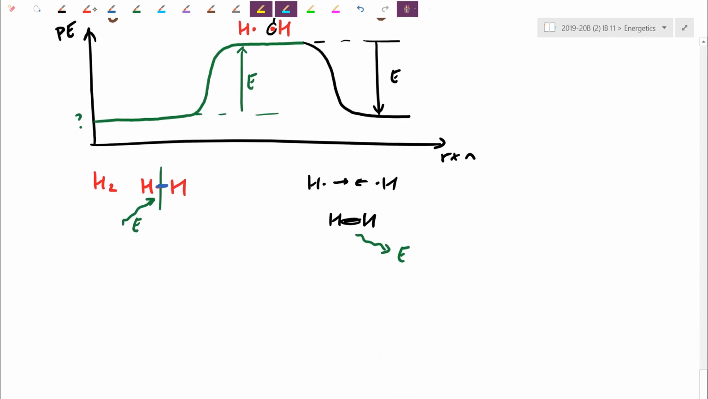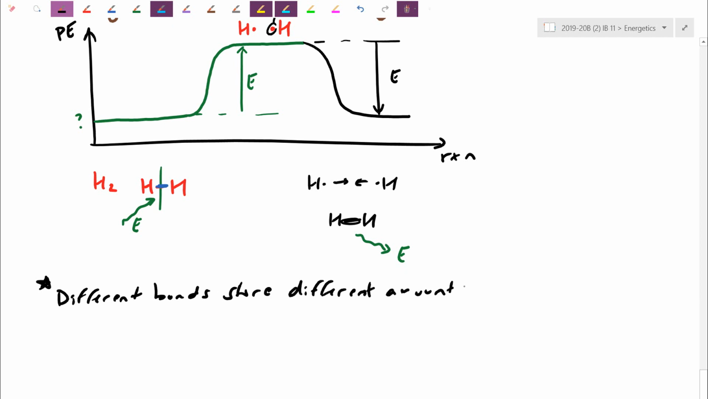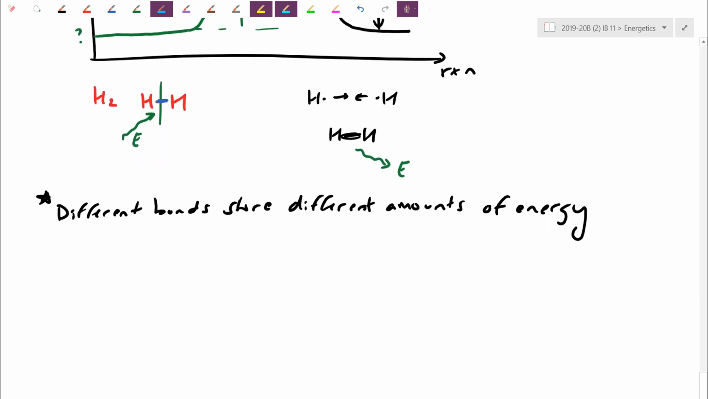And the kicker for this lesson here is, depending on who's actually making the bond, which elements, depending on what type of bond they are, single bonds, double bonds, different bonds store different amounts of energy. So the big idea here, before we get into some of the details, is this notion here. Usually over the course of a chemical reaction, we're talking about some bonds breaking and some bonds forming, and the bonds themselves between different combinations are going to be varied.